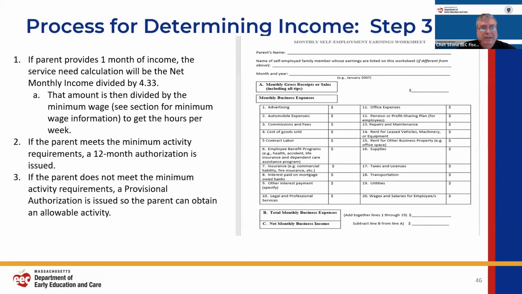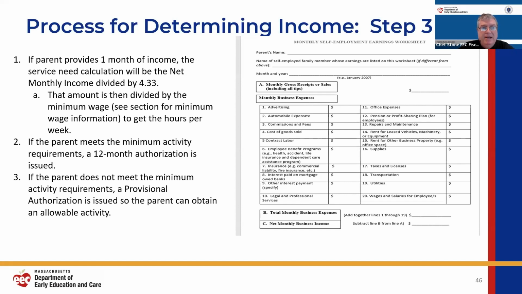All right, process for determining income. The process for determining income hasn't changed. Once you get the numbers, it's the same as it's always been in the past. It's just getting to determining those numbers. But I'll walk through it. For example, if the parent provides 1 month of income, the service need calculation will be the net monthly income divided by 4.33, as it's always been. That amount is then divided by the minimum wage, which is going to be $15 an hour for 2024, and it was the same in 2023, to get the hours per week.